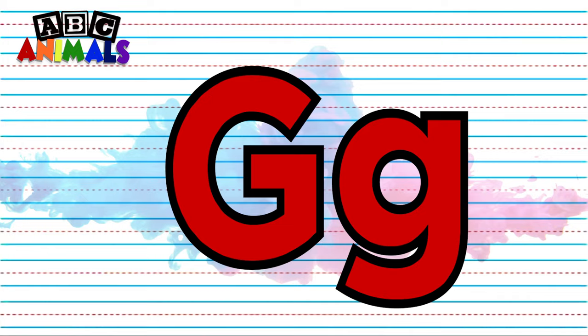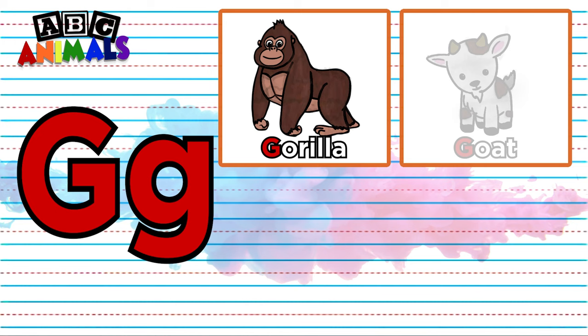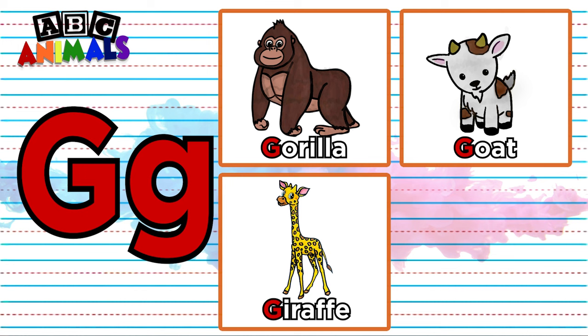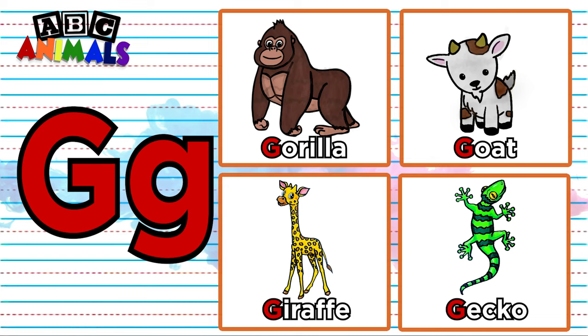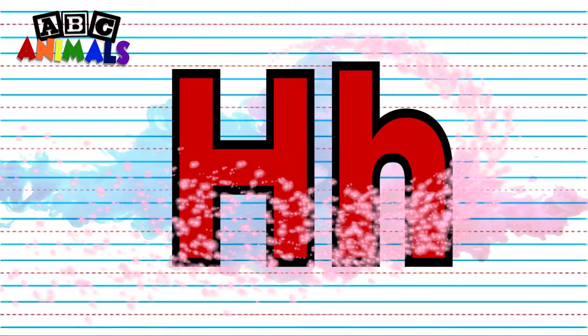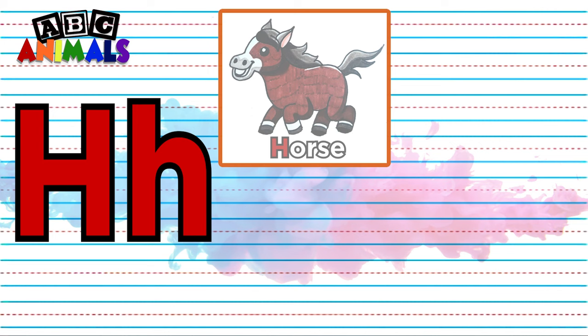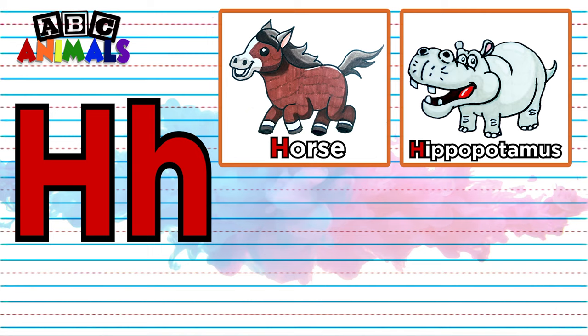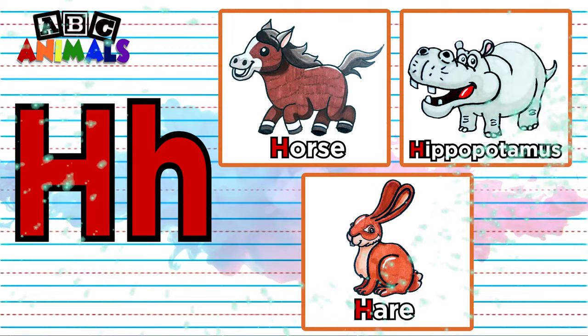G is for gorilla. Goat. Giraffe. Gecko. G. H is for horse. Hippopotamus. Hare. H.